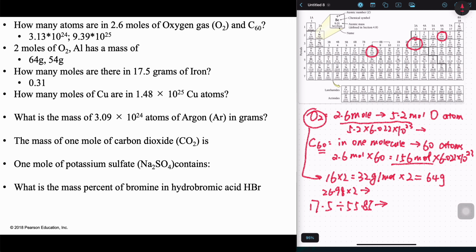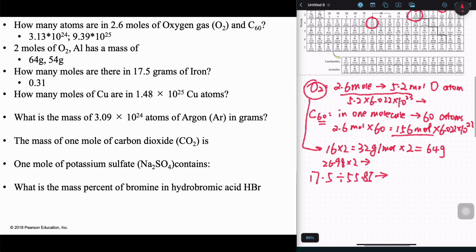Okay, next question. How many moles of the copper are there in this amount of the copper atoms? In order to calculate the mole from the exact number of something, we need to divide it by the Avogadro number. So we need to use 1.48 times 10 to the power 25 divided by 6.022 times 10 to the 23rd. And that will give us the answer.